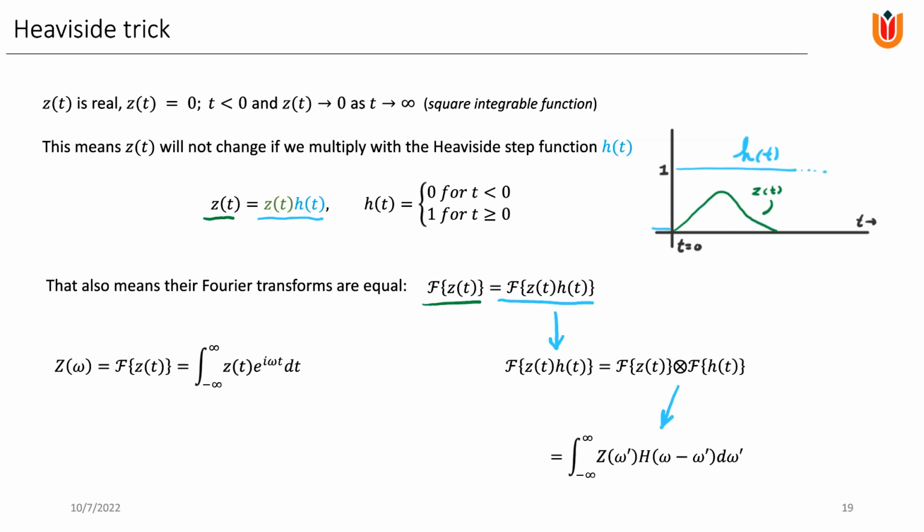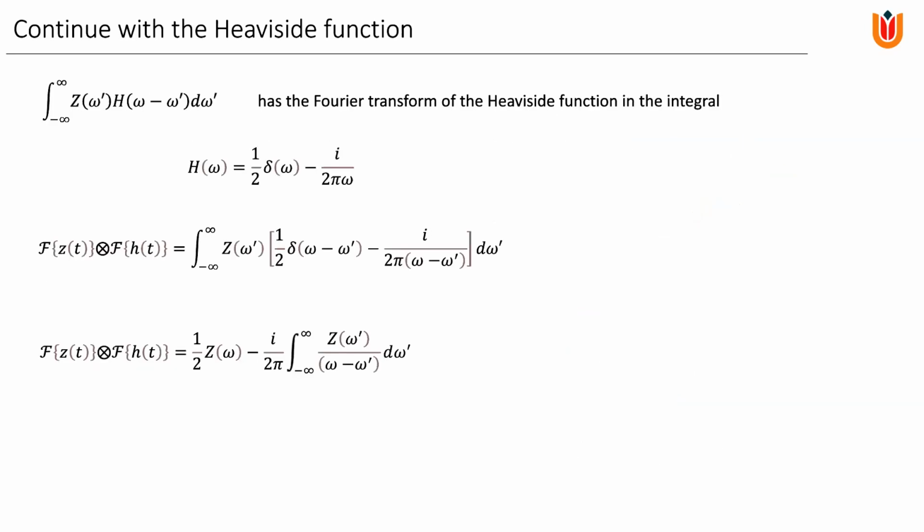Or, in a slightly more palatable way, we take Z of t, multiply it with the frequency shifted version of H, and integrate from minus infinity to infinity. But let's first try to work out this integral. You can just look it up on Wikipedia. The Fourier transform of the Heaviside function is given by this form.